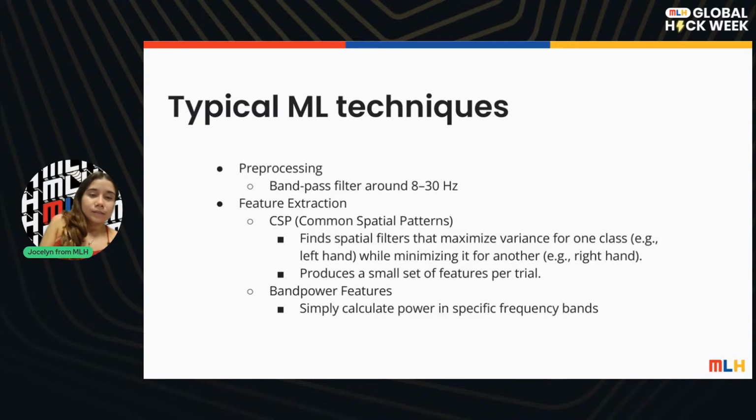So once we go into feature extraction, it will be a cleaner signal. The second step is feature extraction. For feature extraction, there are several techniques that you can use. Some of the most common ones are CSP, which is common spatial patterns, and band power features.